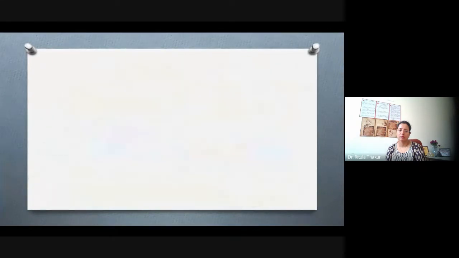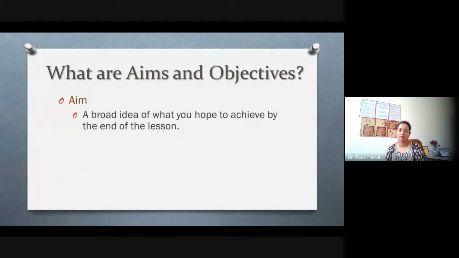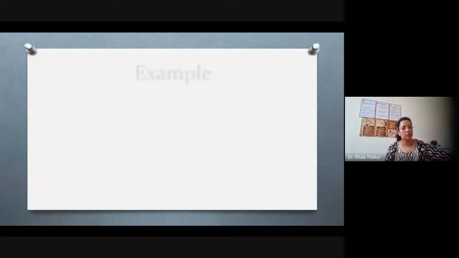So what are aims and objectives? Well, an aim is a broad idea of what you hope to achieve by the end of the lesson. And the objectives are the steps students will take to achieve the aim. One of the most important things about writing objectives is that they must be measurable. We will be looking at this later. So let's have a look at an example.